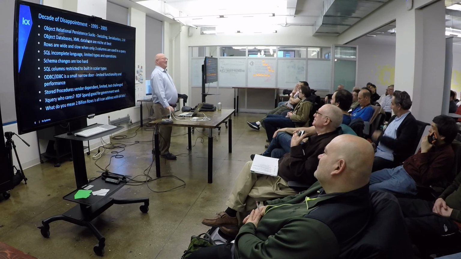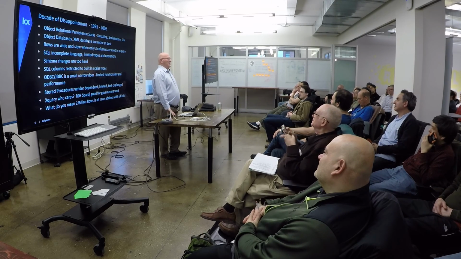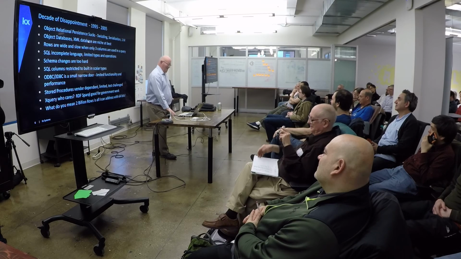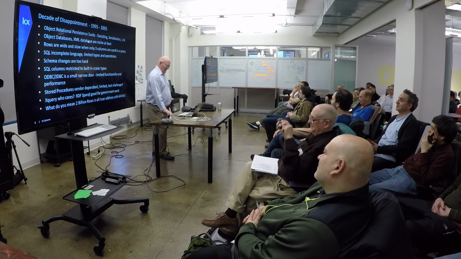Oh, guess what? 32 bits lets you address 2 billion rows. What happens if I have more? Suck it up. You need to be a data architect. You have multiple databases. And then you can join them.